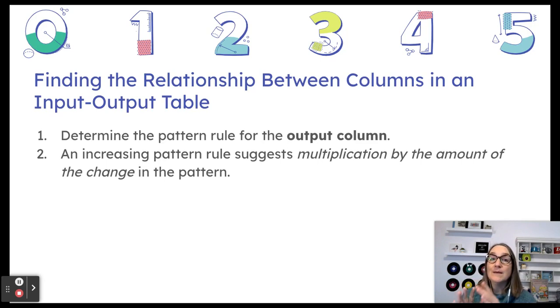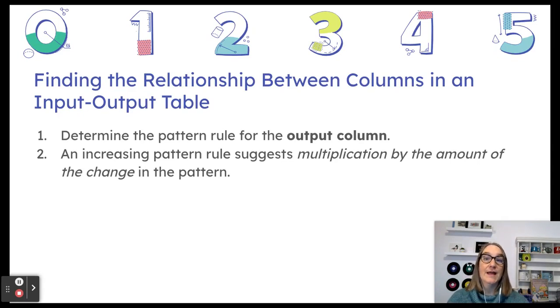All right. One really important thing to remember about this, though, is that the amount of the change in the pattern rule for the output column tells us the number to multiply by. For example, if you notice a pattern in the output column that increases by 4 each time, that's a clue that the first part of the function rule is multiply by 4.